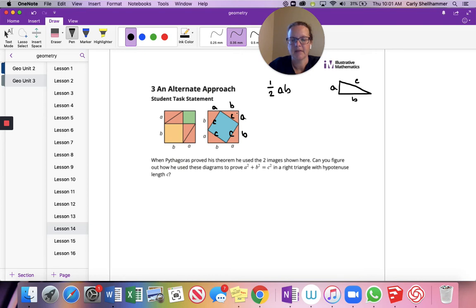All right, so what I want to prove here is that if I find the area of each triangle, and there are 4 of them, 1, 2, 3, 4, plus the area of the small square, it's going to be equal to the area of the big square. So I'm going to prove that the area of 4 triangles plus 1 small square is equal to the area of the large square.